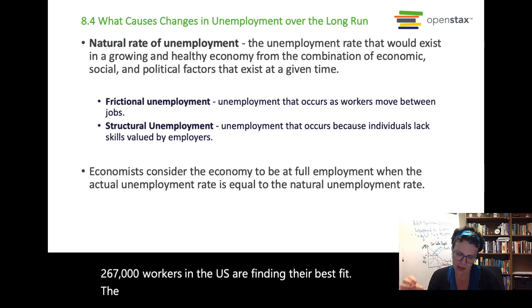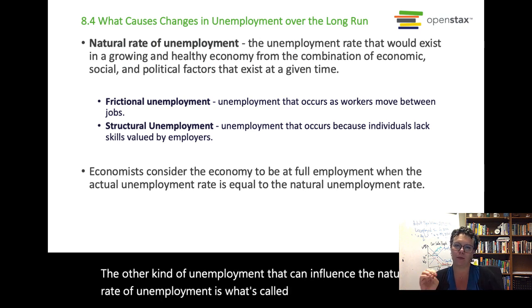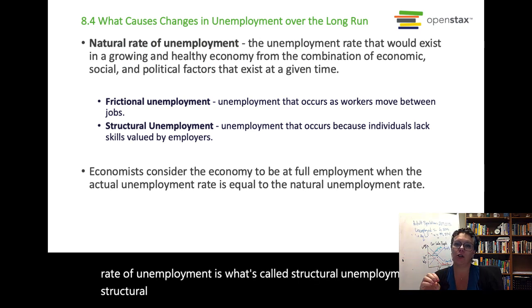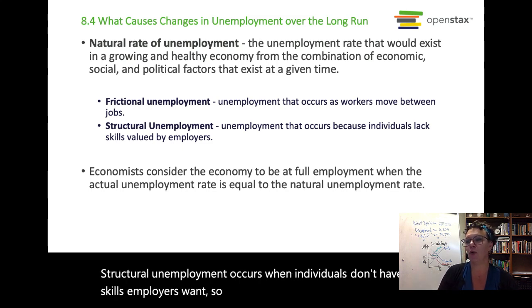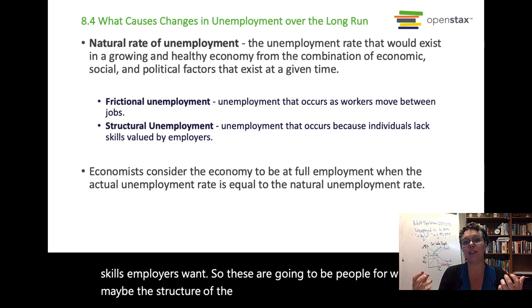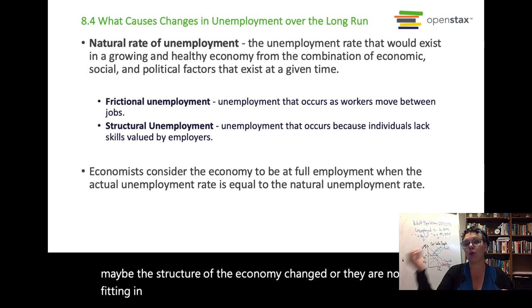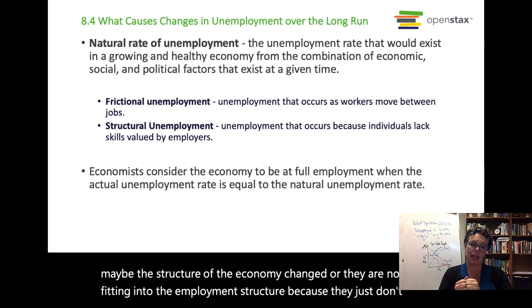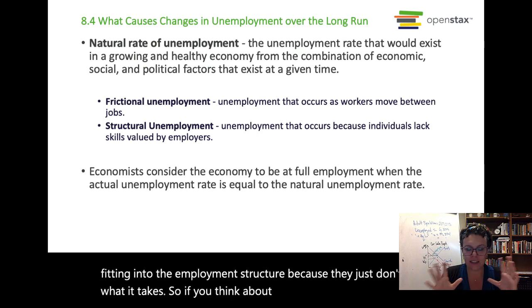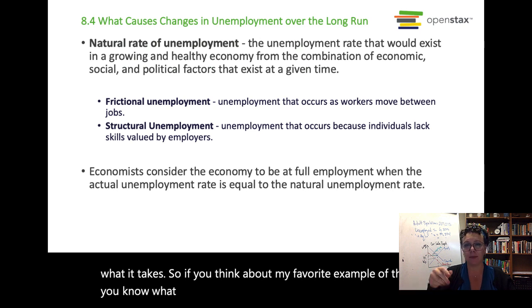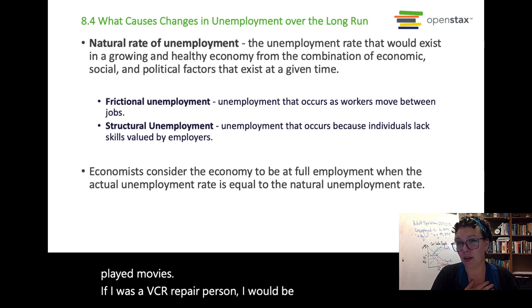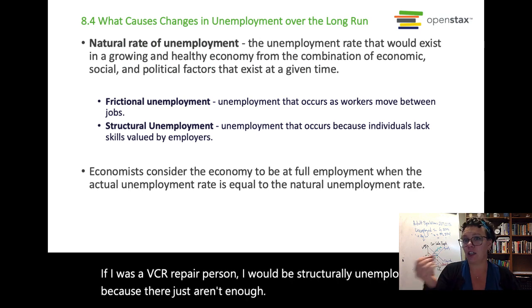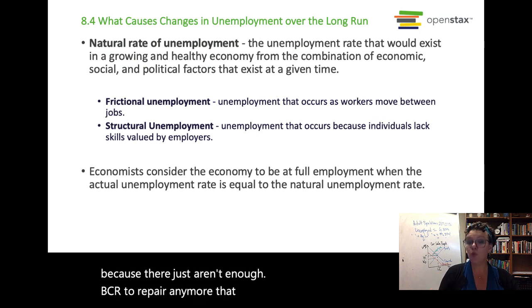The other kind of unemployment that can influence the natural rate of unemployment is what's called structural unemployment. Structural unemployment occurs when individuals don't have the skills employers want. So these are people for whom maybe the structure of the economy changed, or they are not fitting into the employment structure because they just don't have what it takes. My favorite example of this is, if you know what a VCR is, it used to be the way we played movies. If I was a VCR repair person, I would be structurally unemployed because there just aren't enough VCRs to repair anymore. That technology is not used anymore.